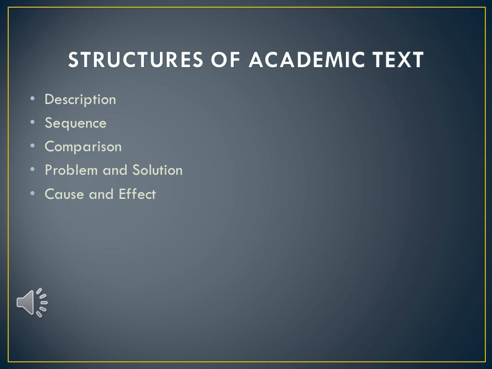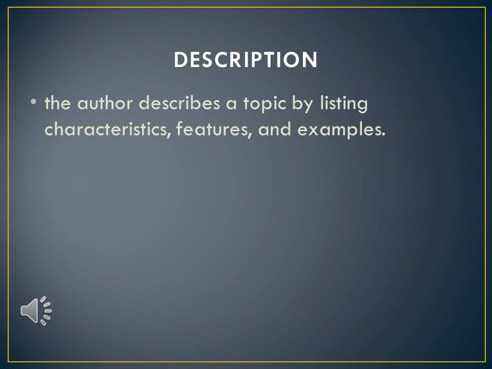We have the following: description, sequence, comparison, problem and solution, cause and effect. First, we have description. When we say description, the author describes a topic by listing characteristics, features, and examples. Now, there are three things to remember when writing it.